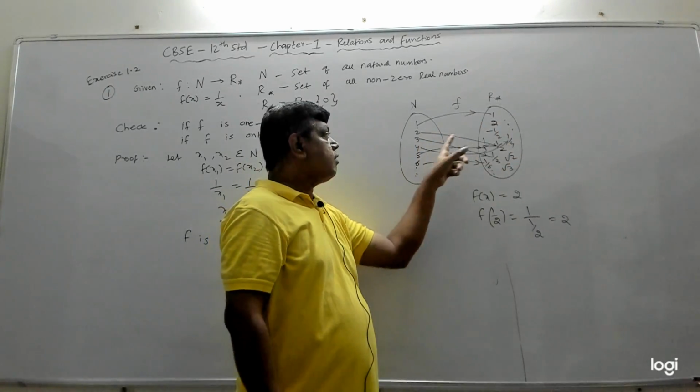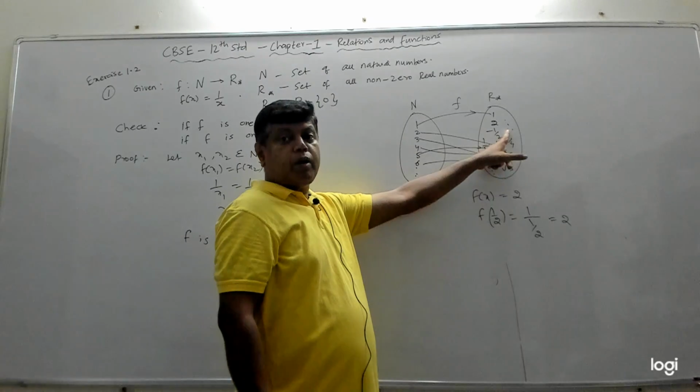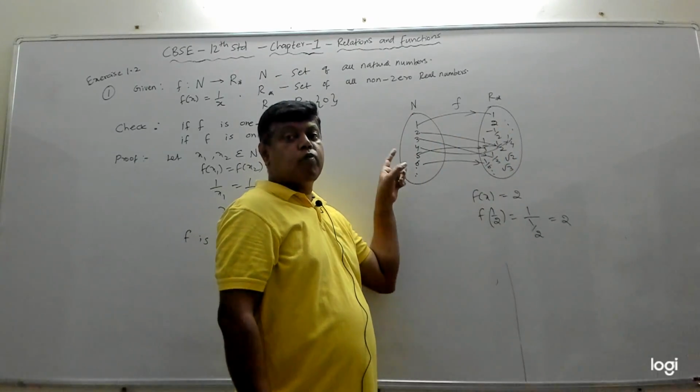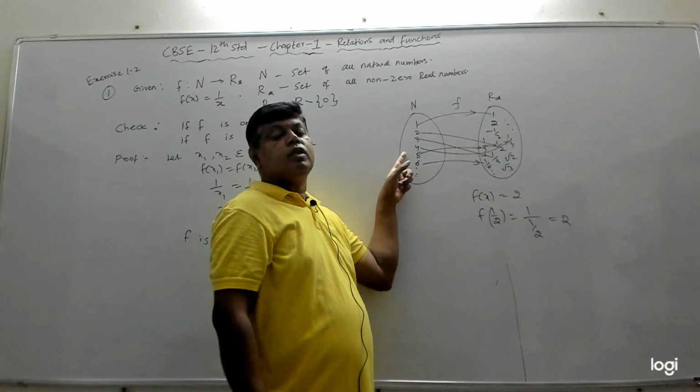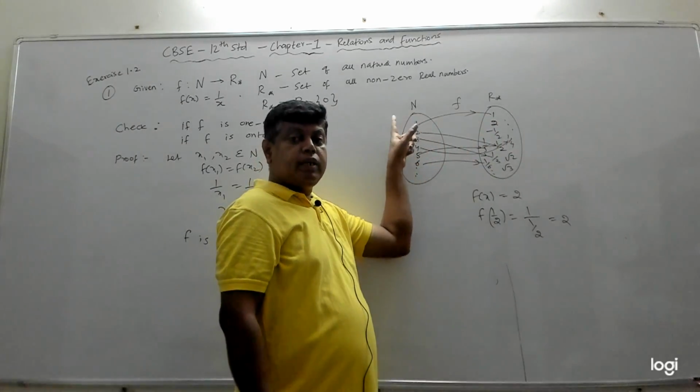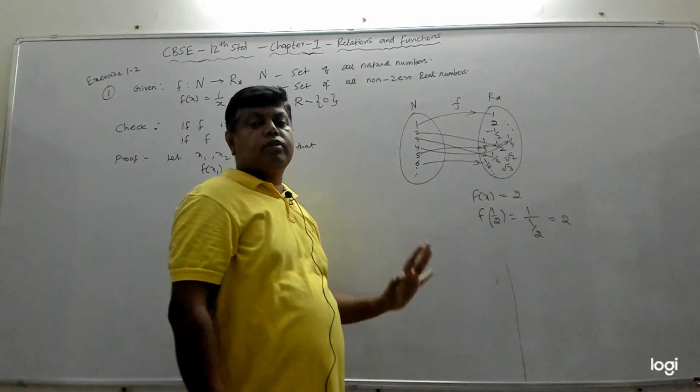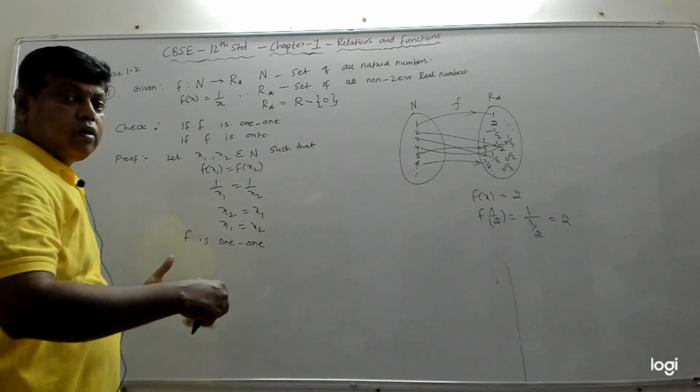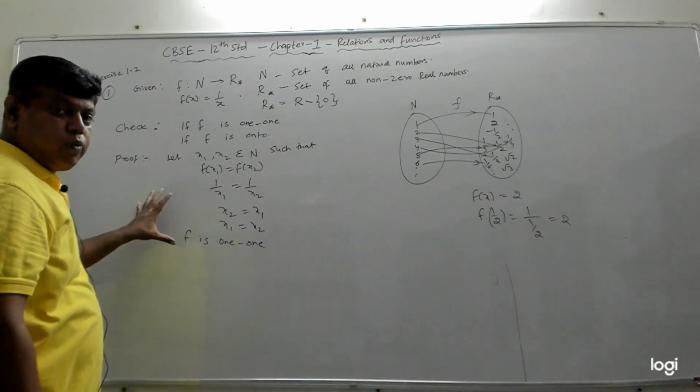But 1 by 2 is not a natural number. Similarly, 3 also does not have. 3 can be an image of 1 by 3, but 1 by 3 is not here. So 3 cannot be the image of any element in this set n, natural numbers. So it is not onto. It is 1 to 1, but it is not onto.